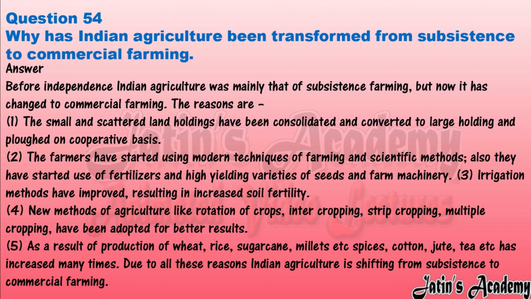3. Irrigation methods have improved, resulting in increased soil fertility. 4. New methods of agriculture like rotation of crops, intercropping, strip cropping, and multiple cropping have been adopted for better results. 5. As a result, production of wheat, rice, sugarcane, millets etc., spices, cotton, jute, tea etc. has increased many times. Due to all these reasons, Indian agriculture is shifting from subsistence to commercial farming.